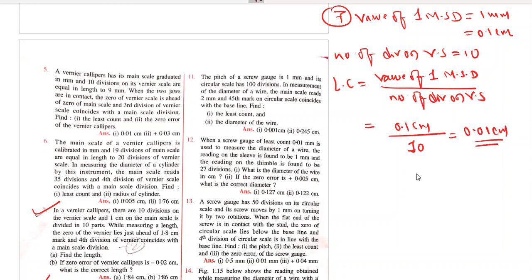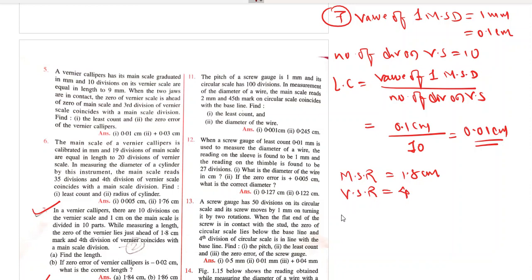Okay. While measuring a length, 0 of vernier scale lies just ahead of 1.8 centimeter mark. Okay. So 1.8 is your main reading. We'll take it as N or X. In different notebooks and different textbooks, there are different notations for this. The main reading, that is main scale reading, 1.8 centimeter. Main scale reading is equal to 1.8 centimeter. And the fourth division of vernier scale coincides with the main scale division. So vernier scale reading is equal to 4.